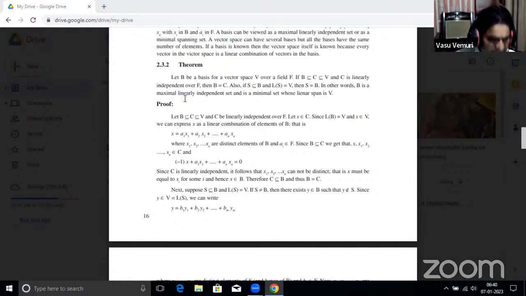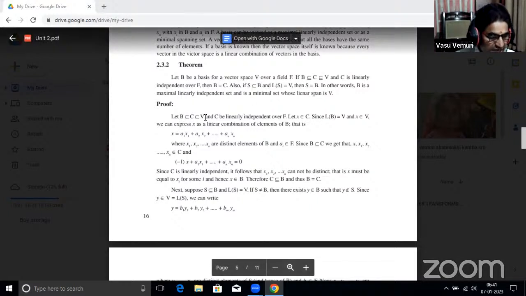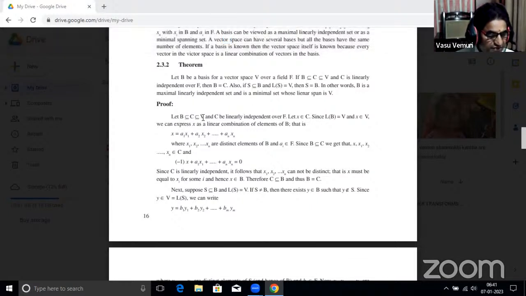Now another is the proof of the given statement. First of all, we must assume that B ⊆ C ⊆ V. That is the condition given. And before that, let V be a vector space and B be a basis of the vector space. And the condition given is that C is linearly independent over F.